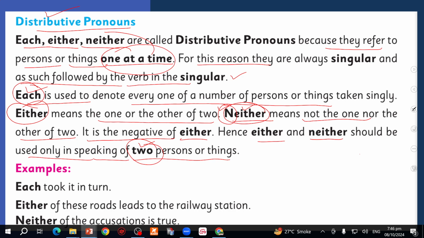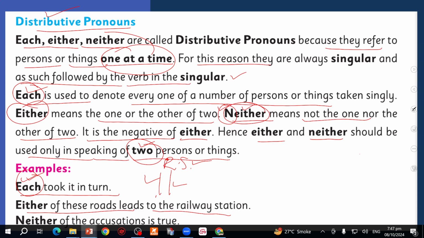For example, each took it in turn. So it means that all of the persons or people are involved. Either of these roads lead to the railway station. We have two roads and both of them are going to the railway station. So if you took this road or this road, they will still lead you to the railway station.